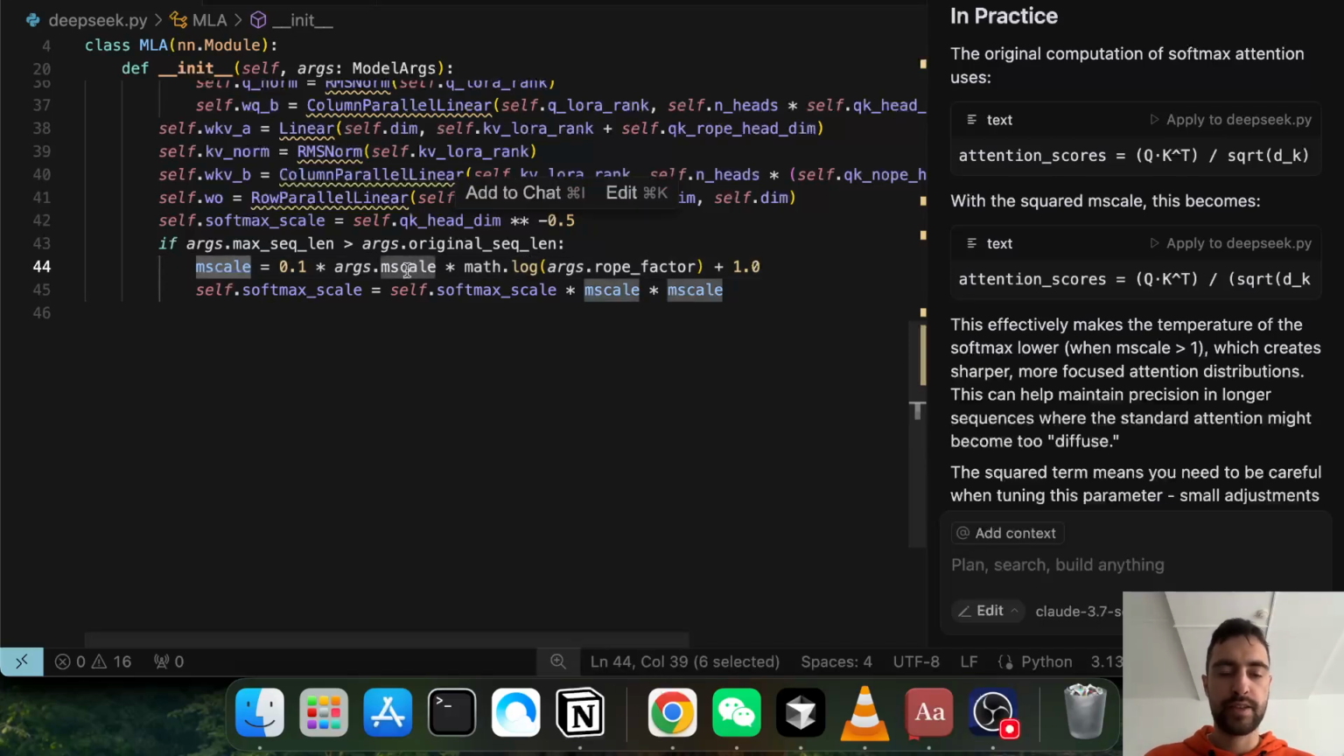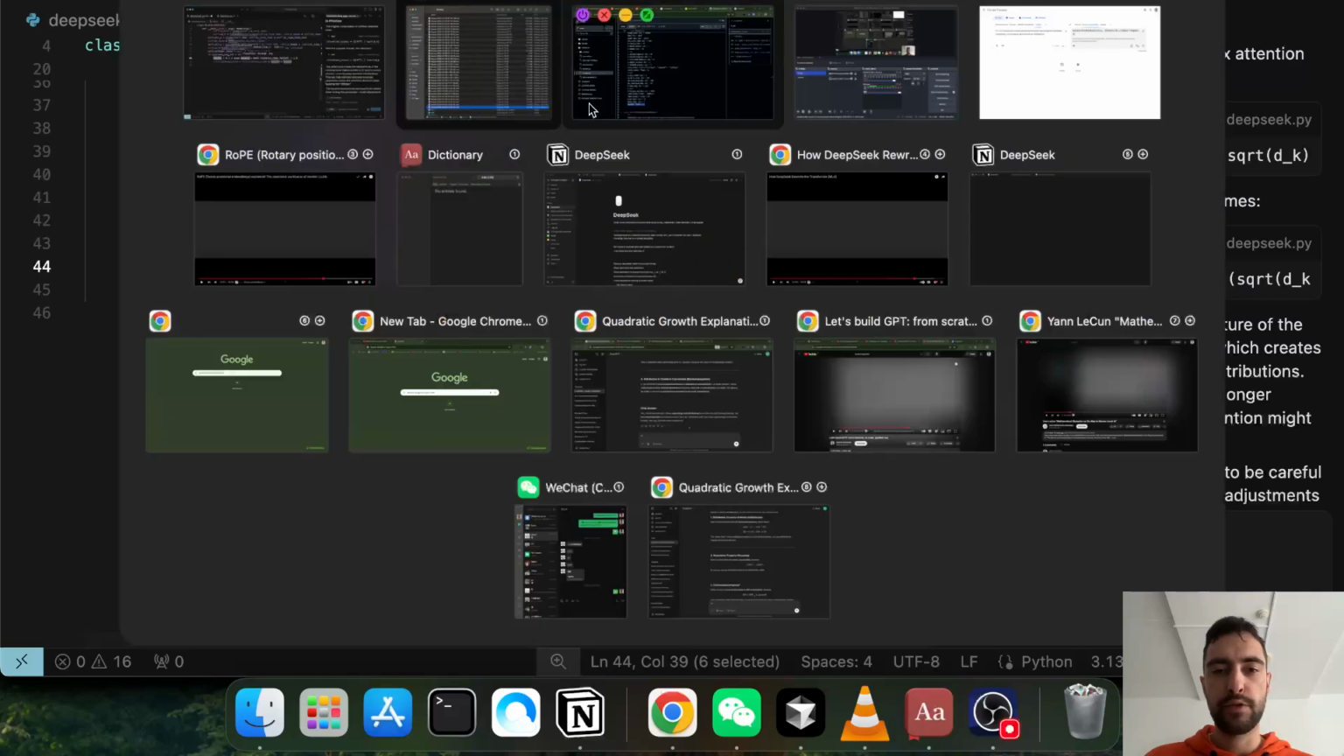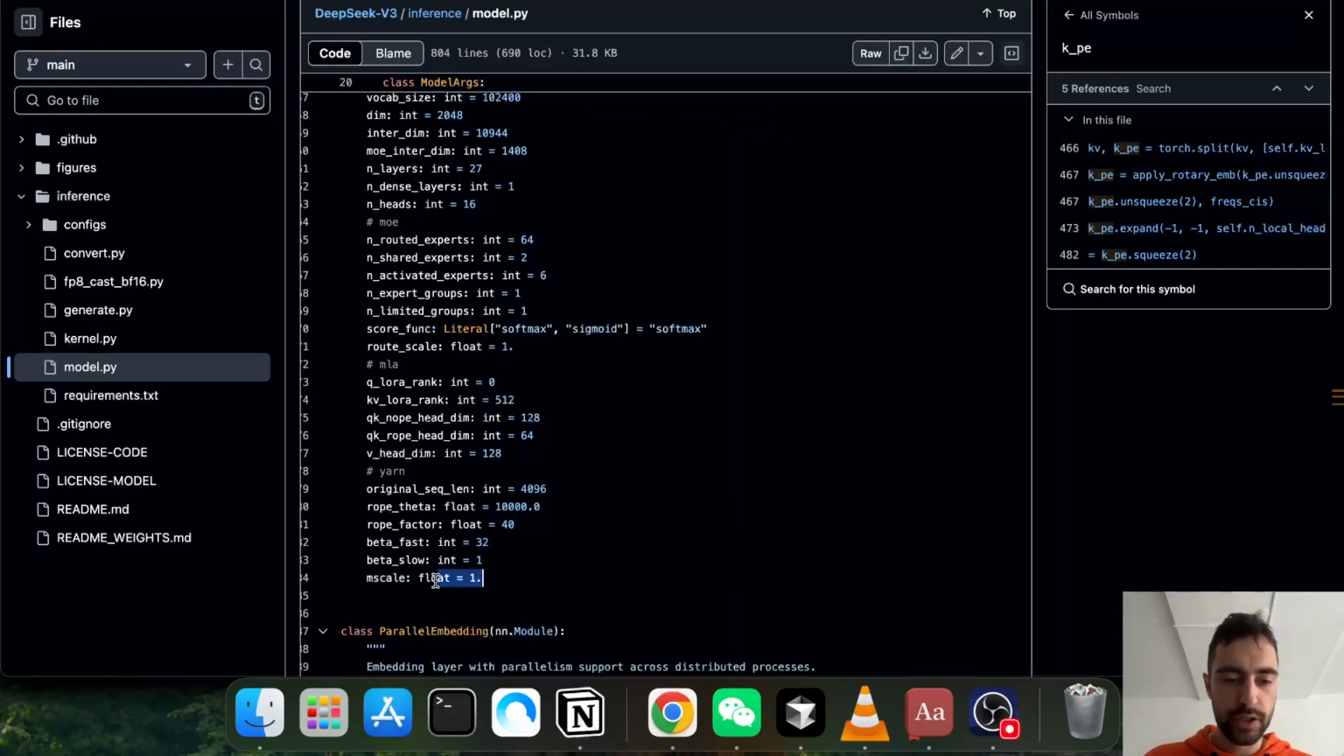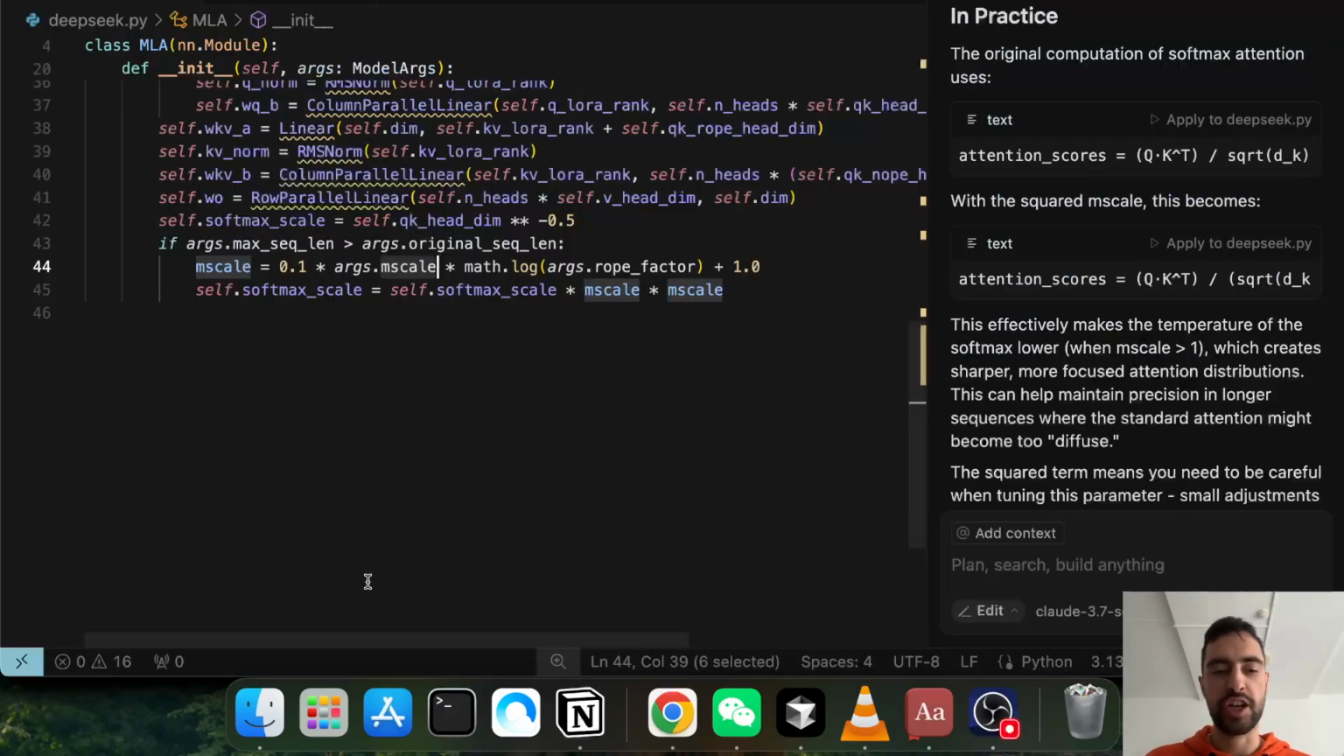And we have this manually determined parameter that for DeepSeek is just set at 1, so they will just keep it, not change anything. And just scale down this whole expression with 0.1, so it doesn't have a strong effect. So here we would get something like, I don't know, maybe 1.2 or something. And then we scale the softmax scale with 1.2 squared.